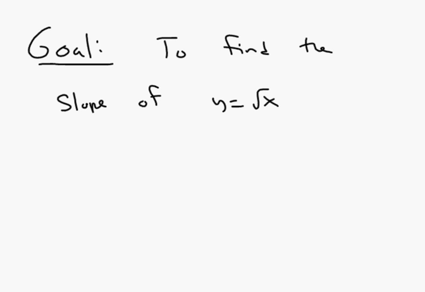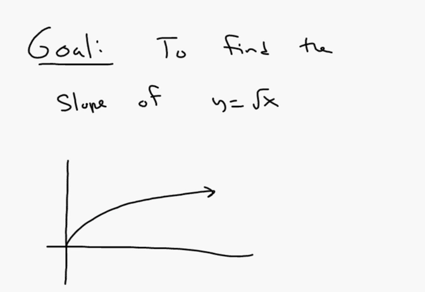Goal is going to be this: to find the slope of y equals the square root of x. And before you even finish the sentence, you should start to be a little bit nervous, because y equals square root of x looks like this. It is not a linear function. So we can say that the slope changes, right, as x changes. So this question better be pretty specific. I'm going to say find the slope of y equals square root of x at x equals 4.